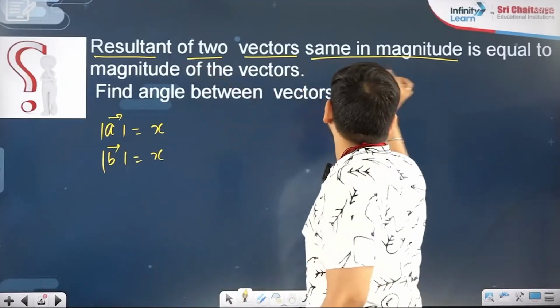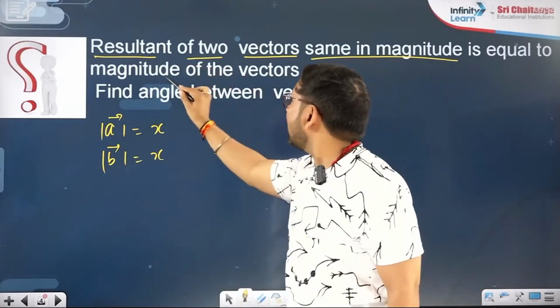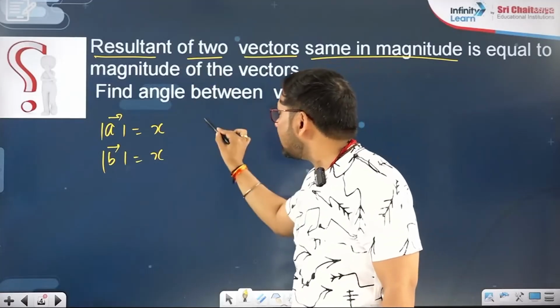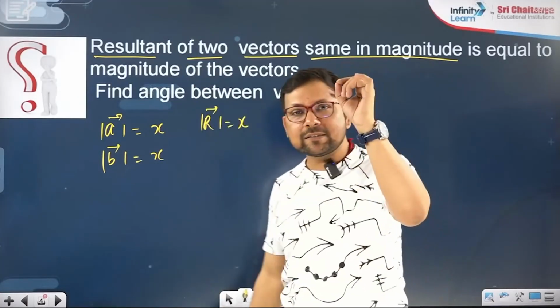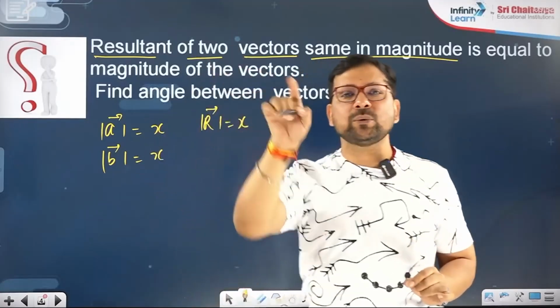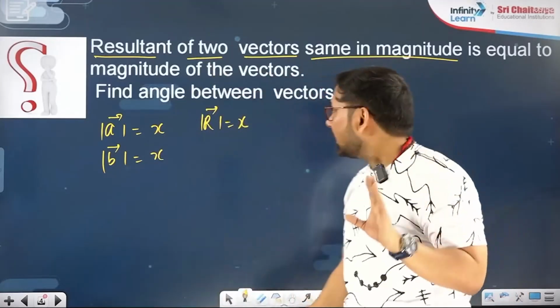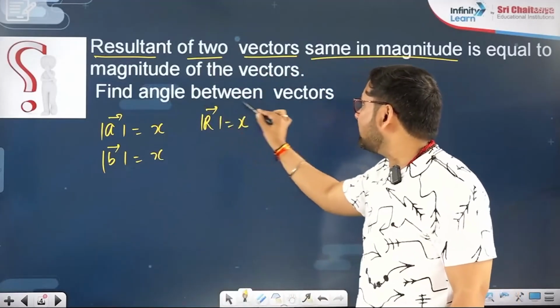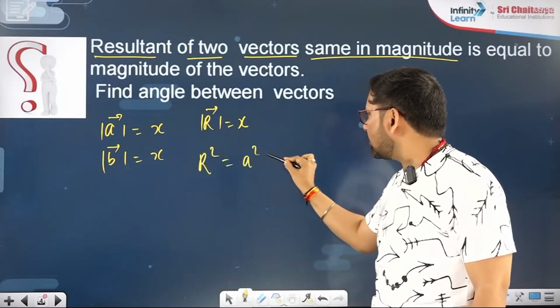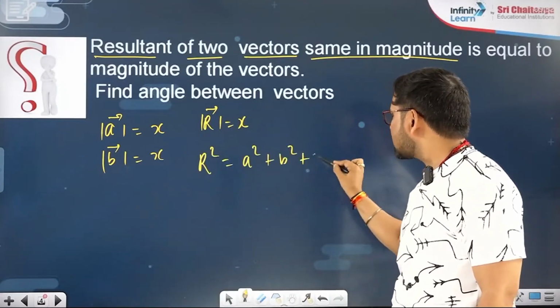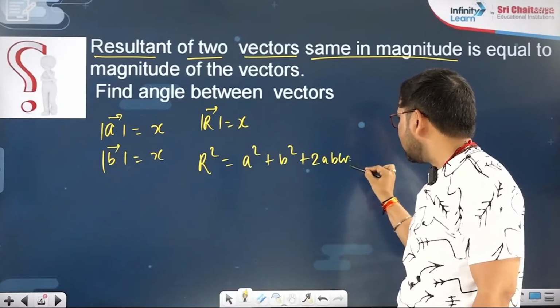Now the resultant is equal to the magnitude of the vectors. So the vectors are x and x, and the resultant is also x. All three are the same. Then the question is asking for the angle between the vectors. What is the formula with us?